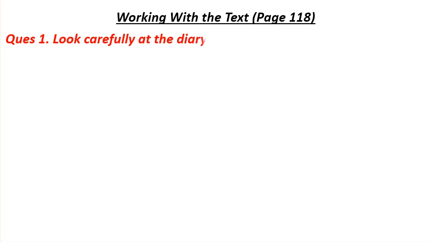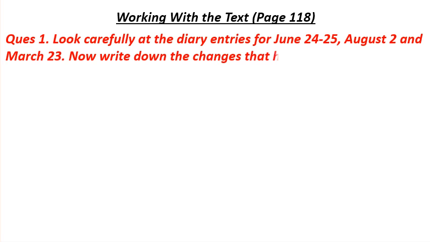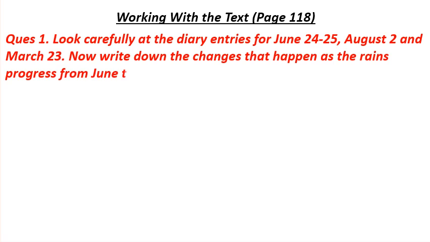Now let us discuss question answers of working with the text, which is on page number 118 in your book. Question number 1 is, look carefully at the diary entries for June 24, June 25, August 2 and March 23. Now write down the changes that happen as the rains progress from June to March.